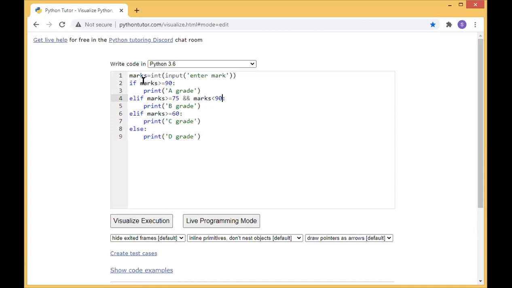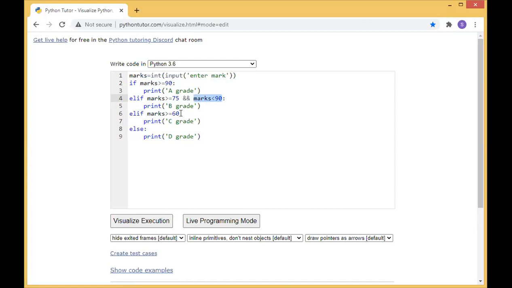Anyway, this is equivalent to the previous method. But if you want to be very specific, you can use this condition also. This is also right. Understood, students? This will satisfy both the conditions. Here this elif condition should satisfy both: it should be greater than or equal to 75 and also less than 90.